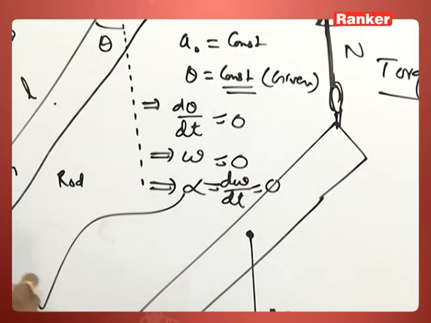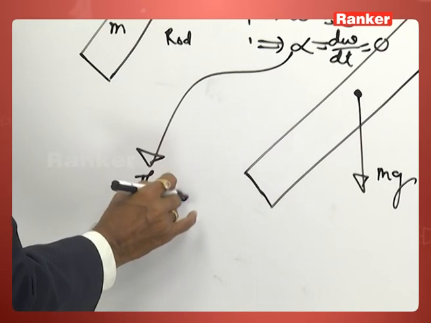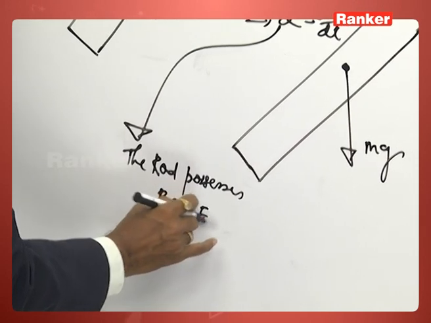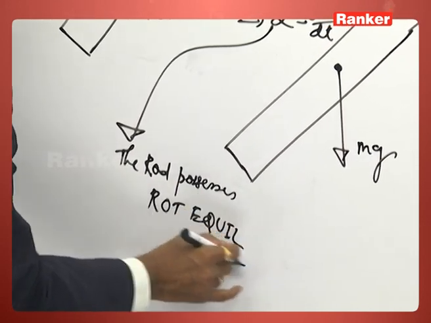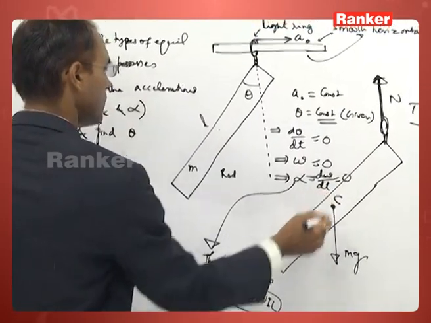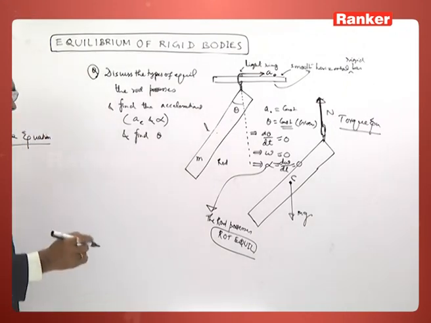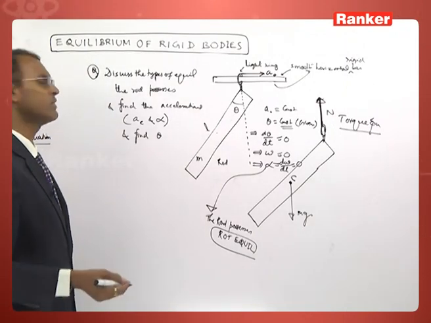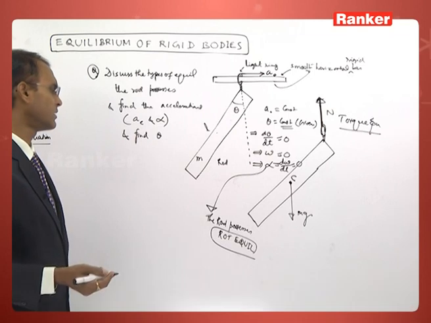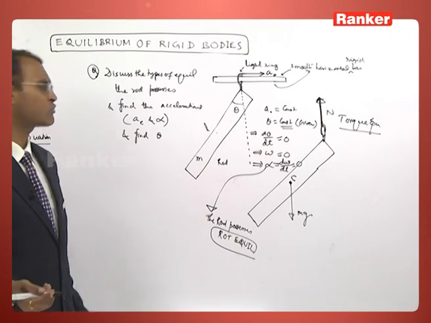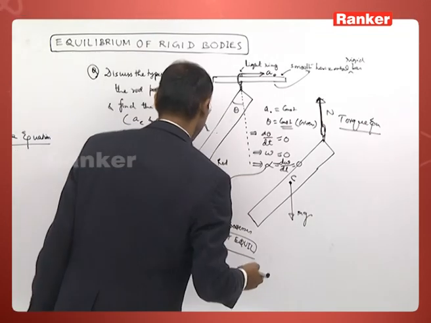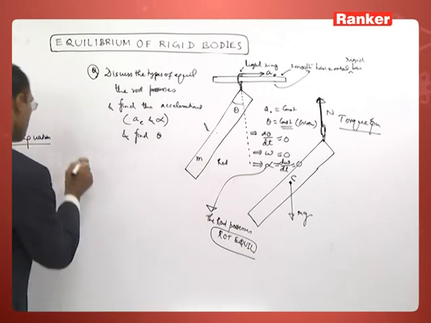This concludes that the rod possesses rotational equilibrium. The rod is in rotational equilibrium. Now let us calculate the acceleration of the center of mass. If the acceleration of the center of mass will be non-zero, the rod will have a non-equilibrium case. For translation, if the center of mass acceleration will be zero, the rod will possess translational equilibrium. So for this we need to calculate the acceleration of the center of mass.